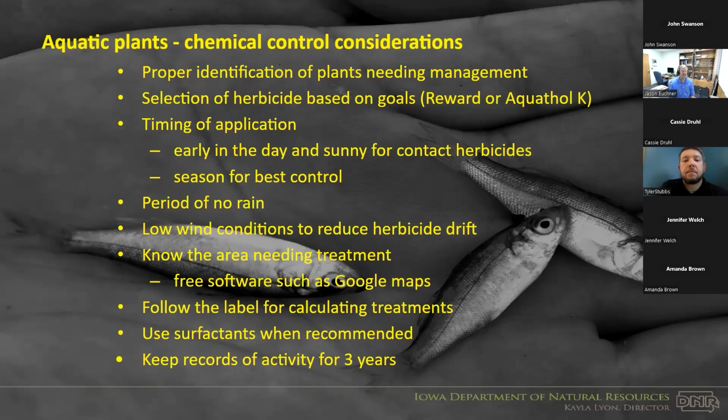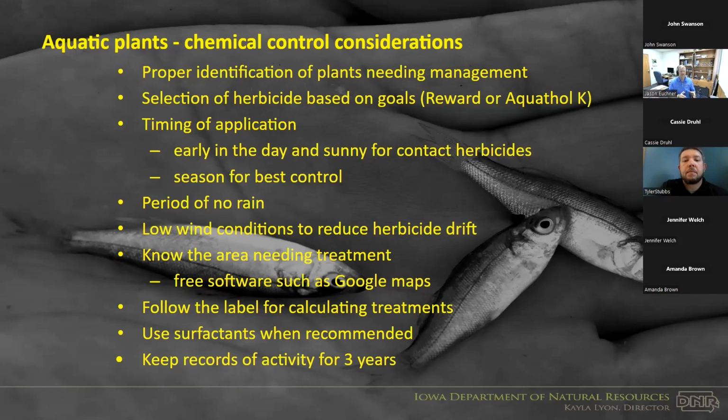Another thing to take into consideration is the timing of application. A lot of you are managing small ponds, and the timing of application, early in the day and sunny for contact herbicides, is incredibly important. But I also want you to think about early in the season. For most species. Some species you need to realize, if you're going to be managing cattails, late in the summer, early fall is the best time to be spraying cattails, because that's when they're moving all of their carbohydrates down to the rhizome, and that's when you're going to get longer term management out of your activity.